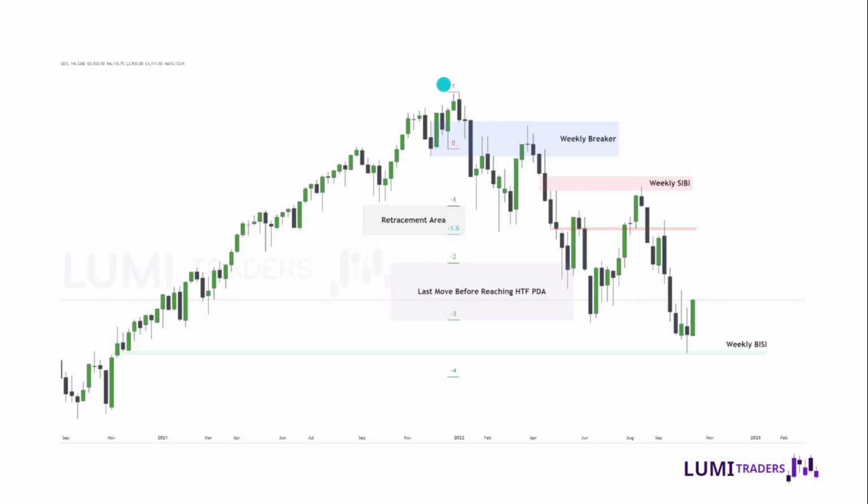Stop loss still above buy-side liquidity. We anticipate to get a move to 2 standard deviation. Perfect. We might take partial right here. We might try to hold our trade. So what we want to anticipate between 2 and 3 standard deviation. Last move before reaching higher time frame PDRA. Perfect.